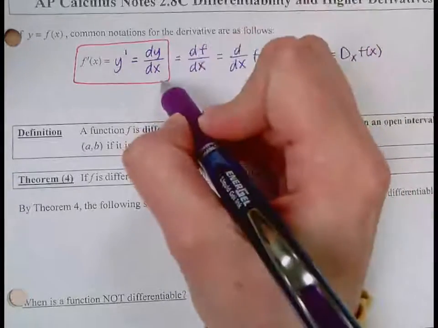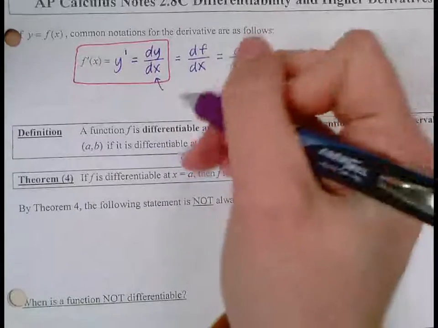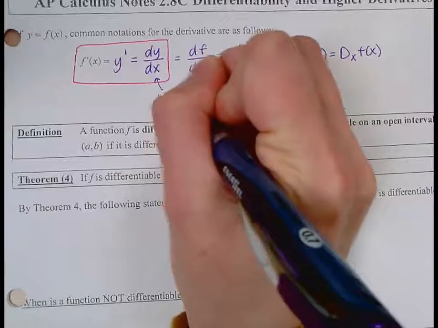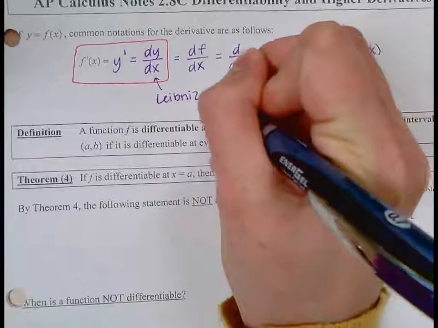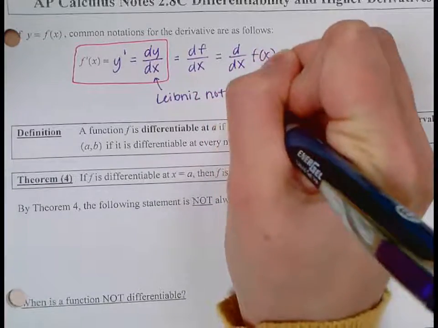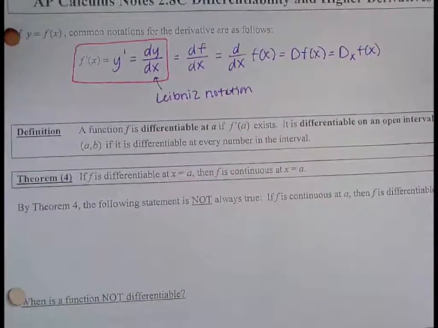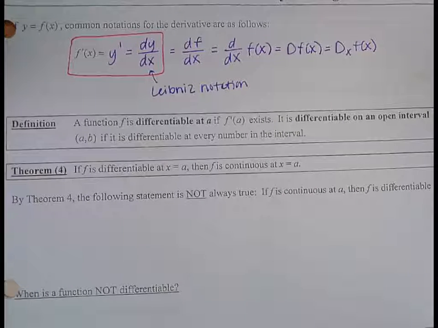This notation here, the dy dx, is Leibniz notation. Leibniz is the person who invented that notation. It is very common, the Leibniz notation. So from here on out, we'll be using both notations.